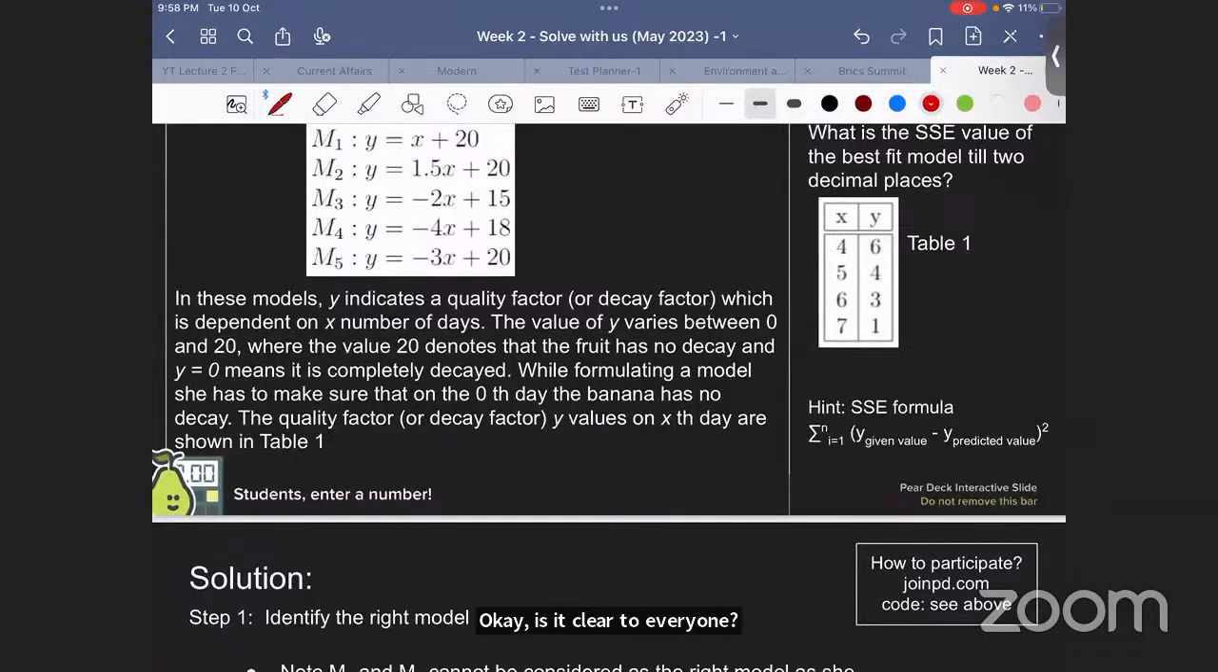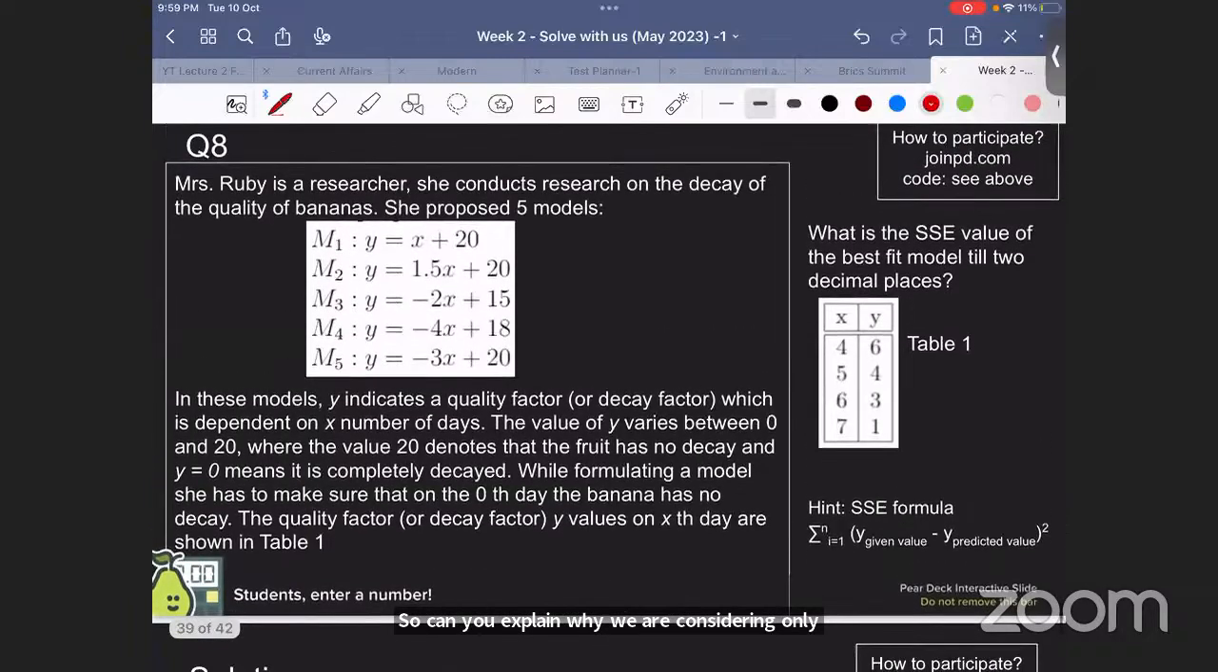Yes, sir. So in case of SSC, why are we considering only M5? Yeah, I'll explain it again. See, sir, in M5, if we keep X as 0, then we'll get 20. That is decaying. Not decaying, sorry.